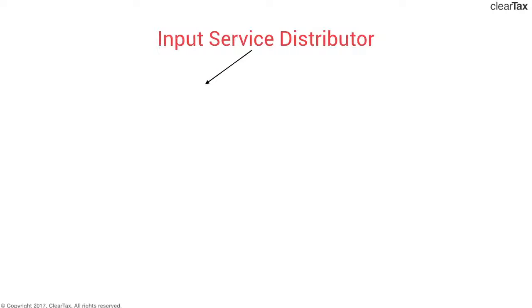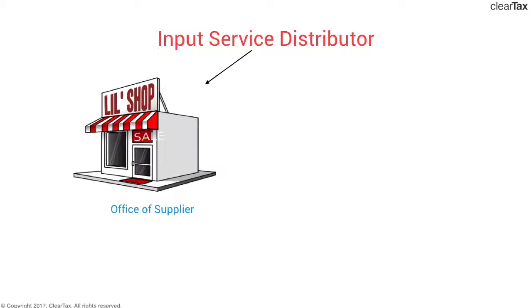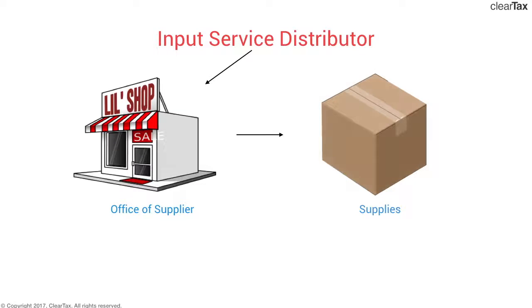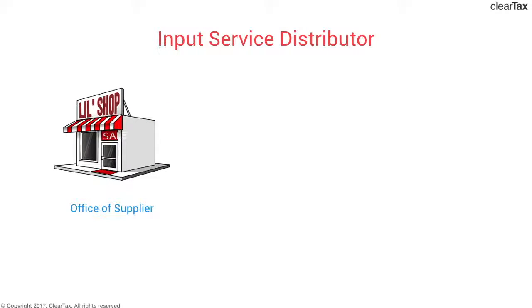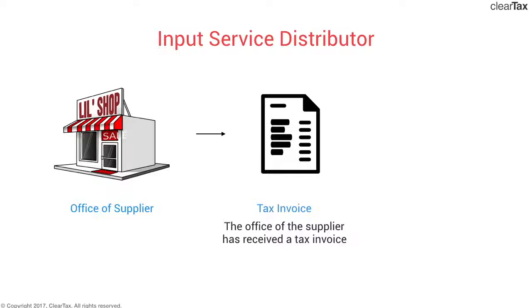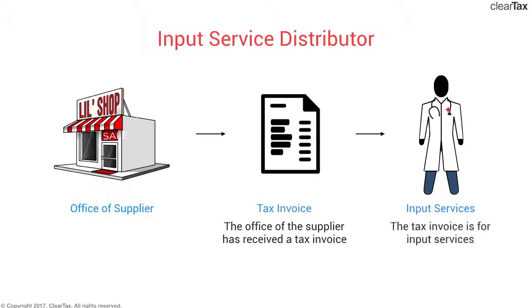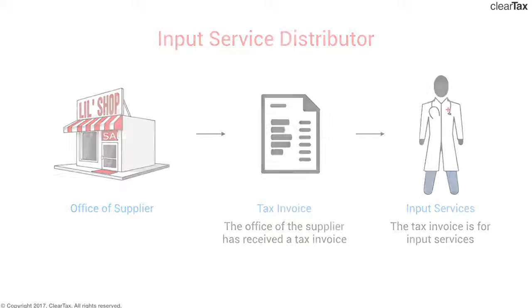An ISD is an office of a supplier. It can be just one office of a supplier who has many offices. One office of a supplier who is engaged in supplies of goods and services, and he has received a tax invoice against input services. Only input services, not against inputs or capital goods, only input services. So an ISD is an office of a supplier who is engaged in supply of goods or services. He's received a tax invoice for input services.